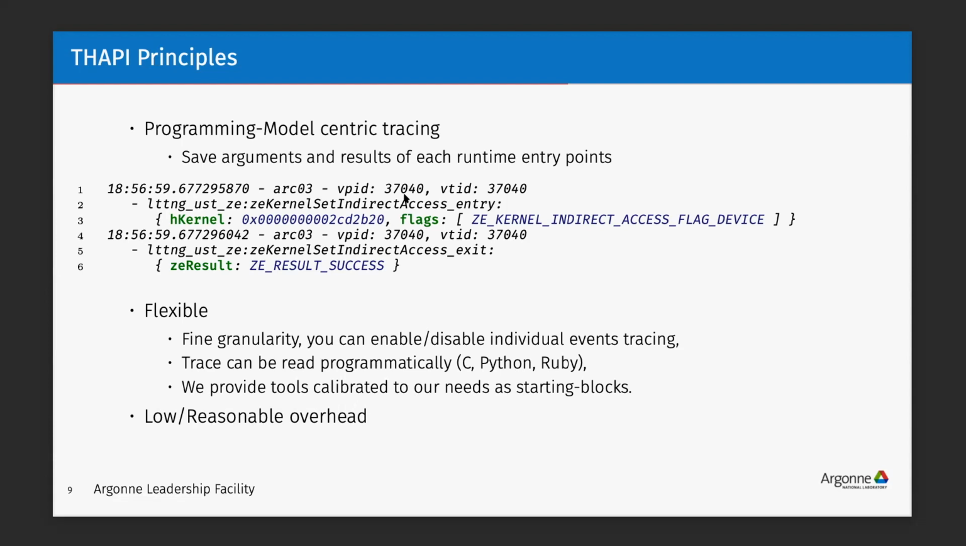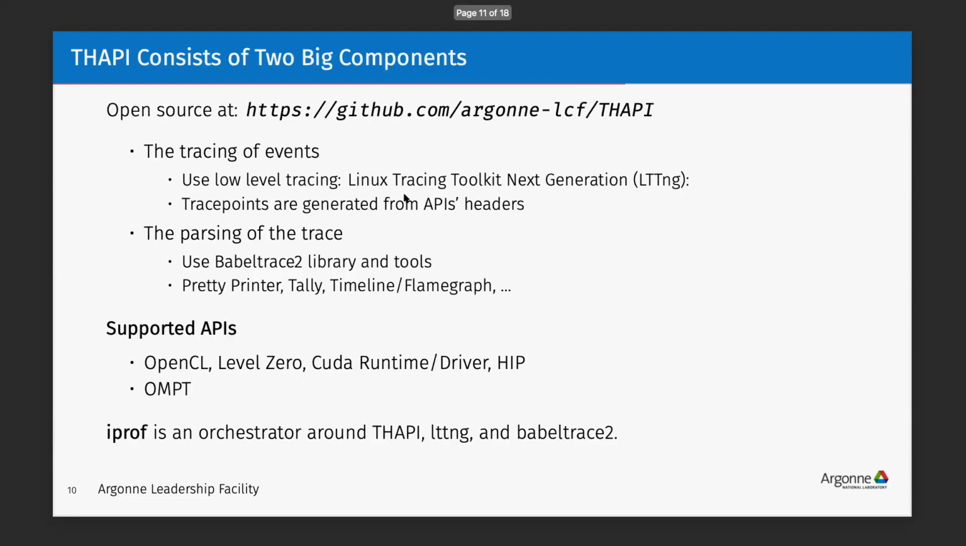We know this call was successful, for instance. And the idea is that it's very flexible. You can decide to trace each one of these API entry and exit points individually, so you can really tailor THAPI to your needs. You can read those traces programmatically through Python or Ruby bindings on top of Babeltrace 2, but of course we also provide tools that have a low or reasonable overhead.